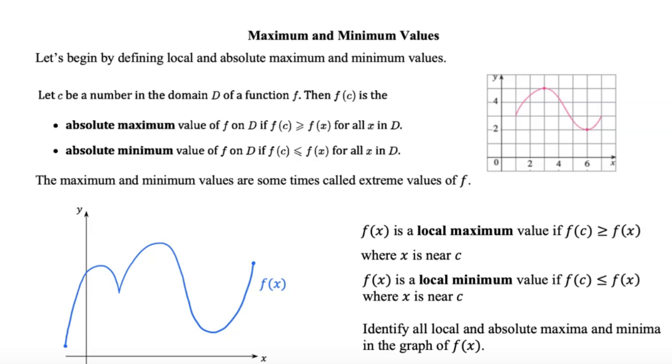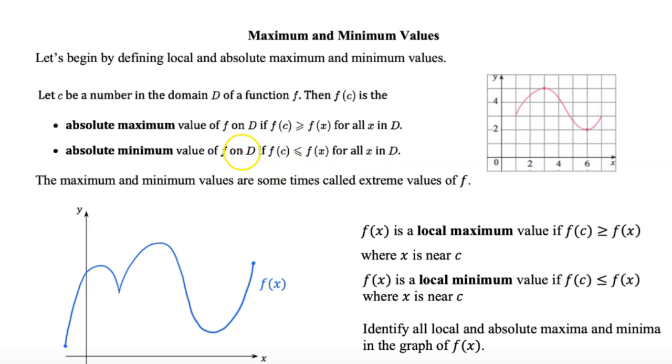So now for our maximum and minimum values. Let's begin by defining local and absolute maximum and minimum values. We're going to let C be a number in the domain D of a function f. Then f of C is the absolute maximum value of f on D if f of C is greater than or equal to f of x for all x in D. We've got an absolute minimum value of f on D if f of C is less than or equal to f of x for all x in D.